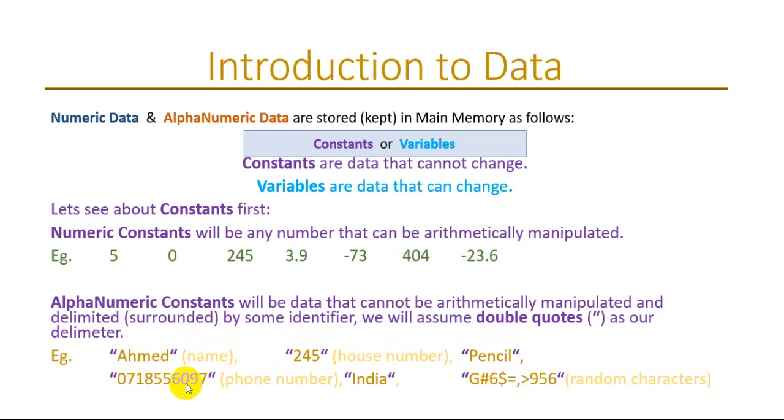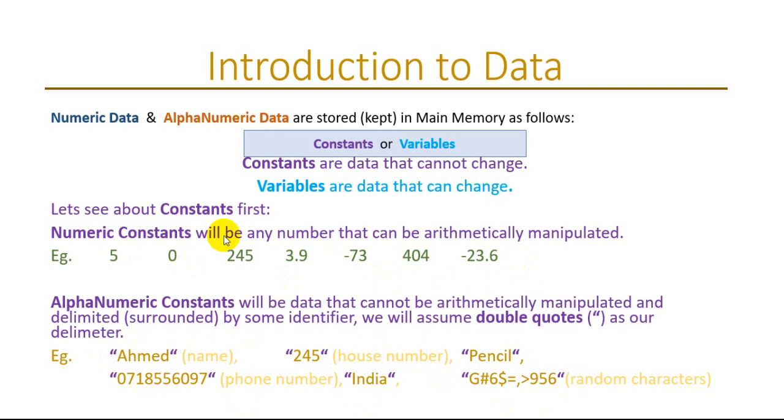If you take this alphanumeric constant, the actual constant is 0718556; the double quotes are not included. Double quotes are used to show the beginning and the end of the alphanumeric string. We call this a string, or you can say alphanumeric constant. Again, India is an alphanumeric constant, because it's within the double quotes. Even this one is an alphanumeric constant. So these are all valid alphanumeric constants, and these are all valid numeric constants.